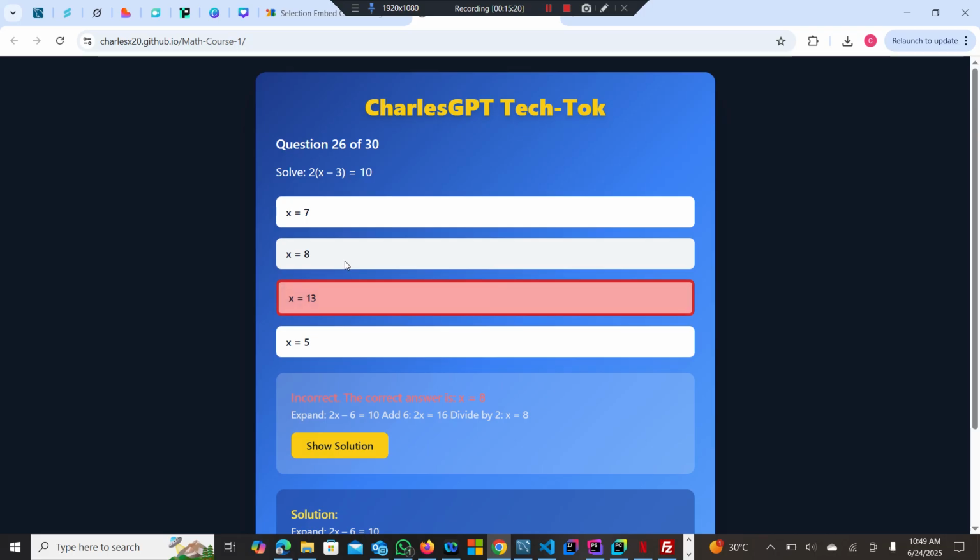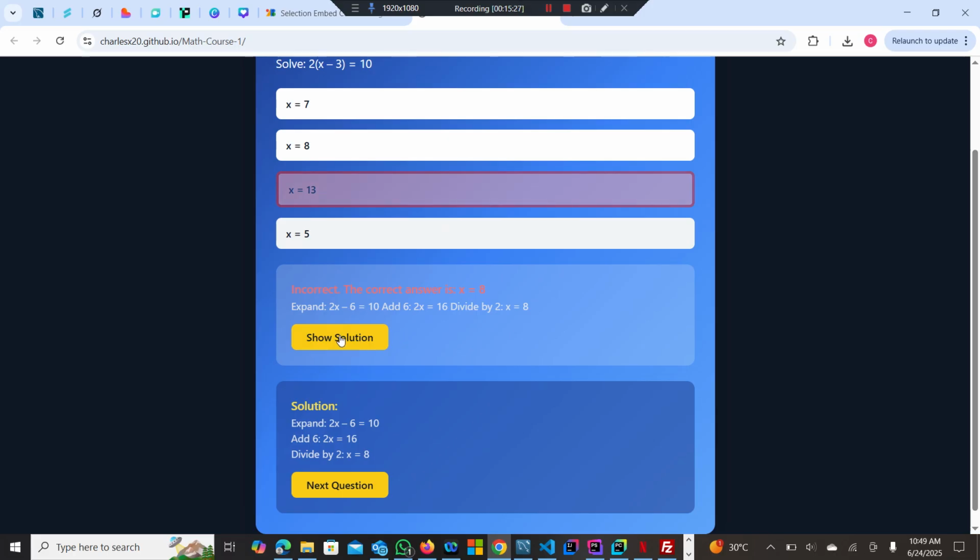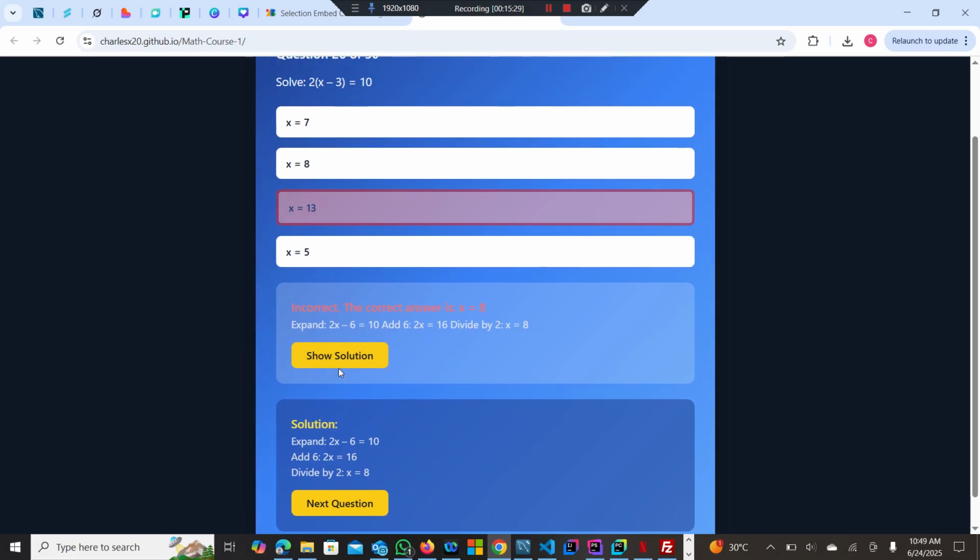13. I didn't take a long time guessing. I just wanted to fail it though. So you guys will see this as well. You can show the solution. So see this, show solution for this problem.